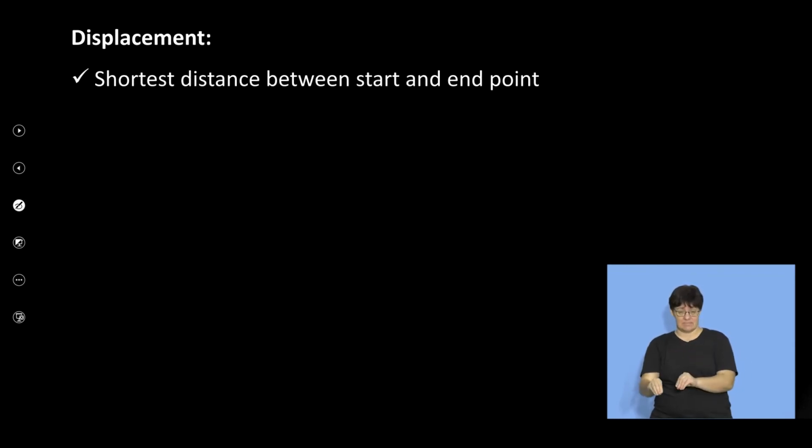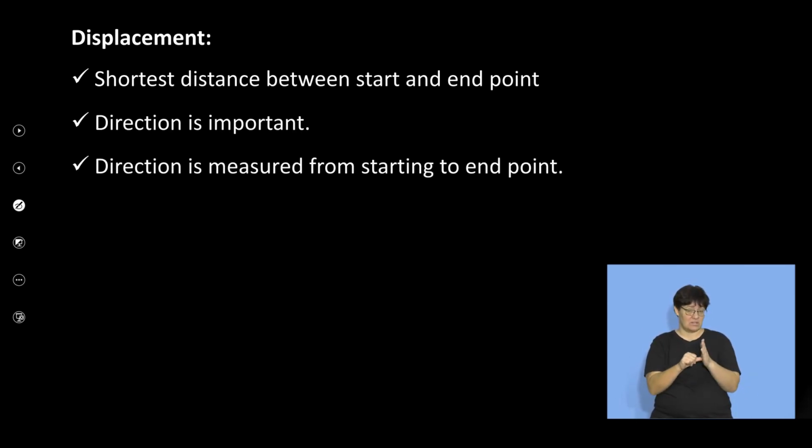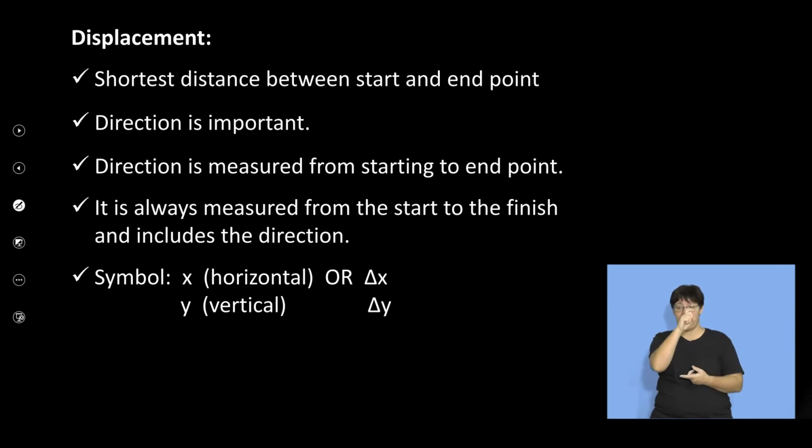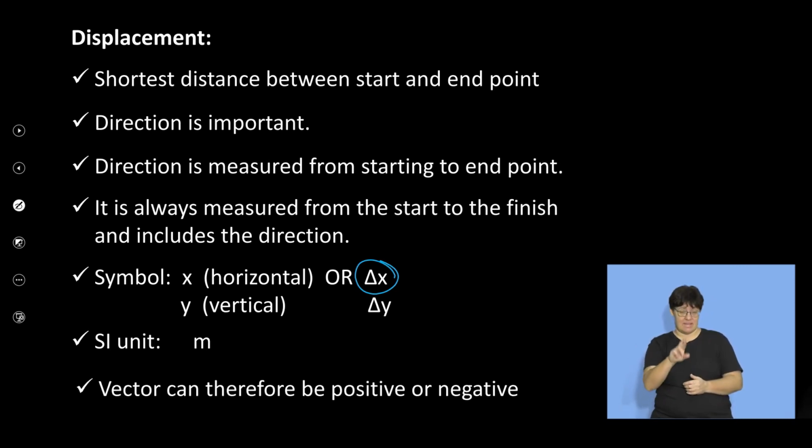Displacement, shortest distance between start and end. Direction is important. Direction is measured from the starting point. It's always start to finish, always includes a direction. The symbol is either an X for horizontal or a Y for vertical. We will look at that again. This is because we can change position, and its unit is also meters. I know I did some examples with kilometers, but we will always change to meters, okay? And it's a vector, so it can be positive or negative. We will look at that.